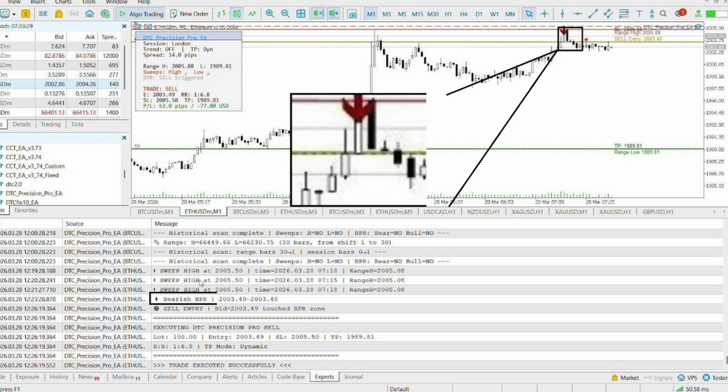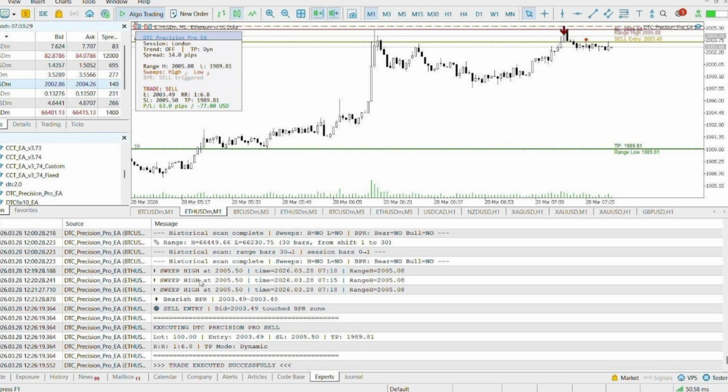After the sweep, a bearish BPR formed between 2003.49 and 2003.48. When price retraced back up to that level, the bot fired the sell immediately. Look at the trade details. Entry at 2003.49, stop loss at 2005.50, which is the sweep price. Take profit at 1989.81, which is the range low. That gives us a risk to reward of 1 to 6.8.